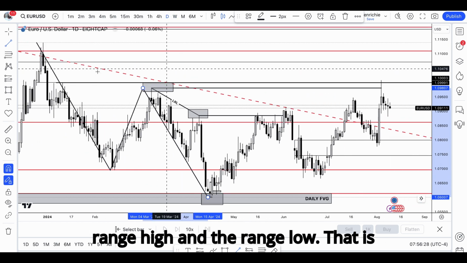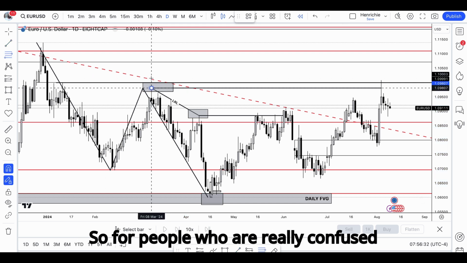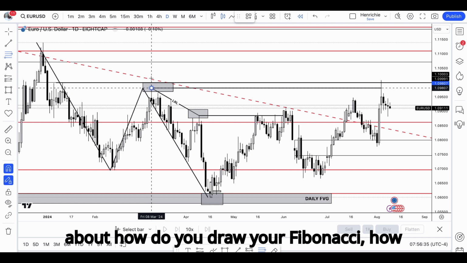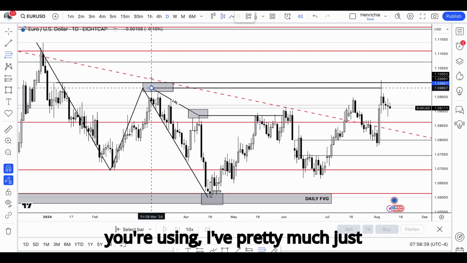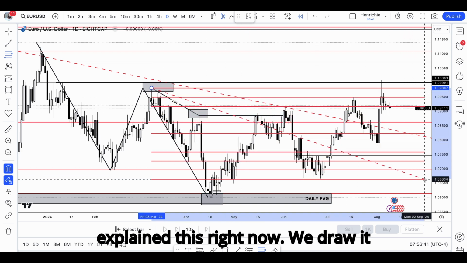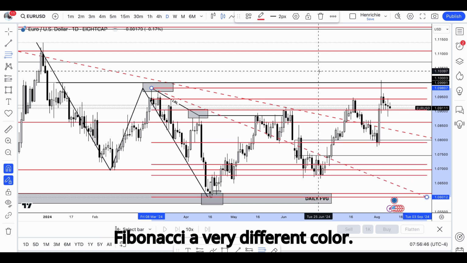So if we go back to the daily time frame, we are using the range high and the range low. That is where we're drawing our Fibonacci from. So for people who are really confused about how you draw your Fibonacci, how you pinpoint the highs and the lows you're using, I've pretty much just explained it right now. We draw it from the high to the low. I'll make this Fibonacci a very different color.